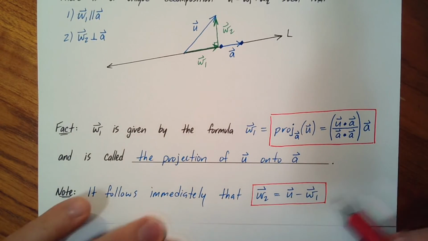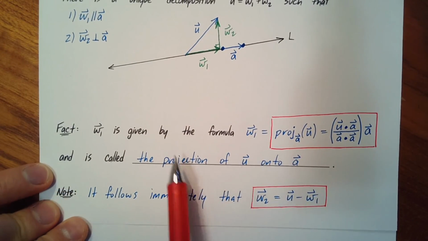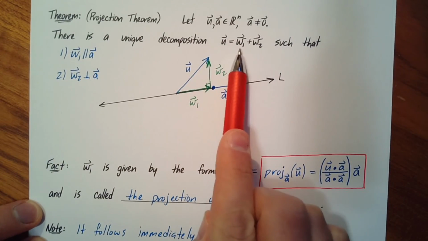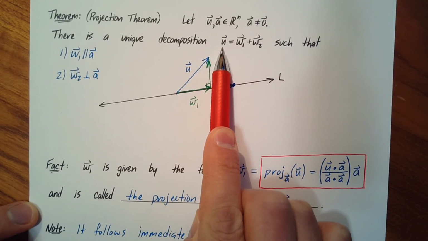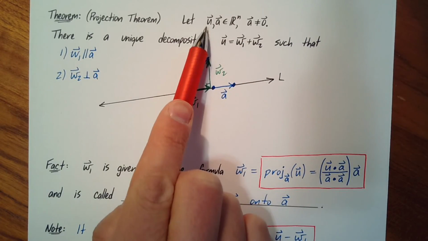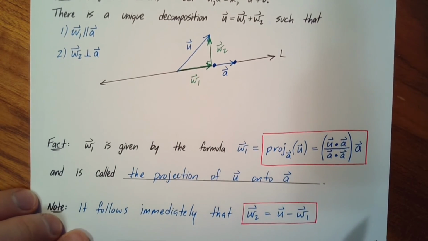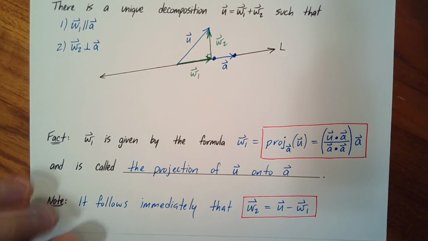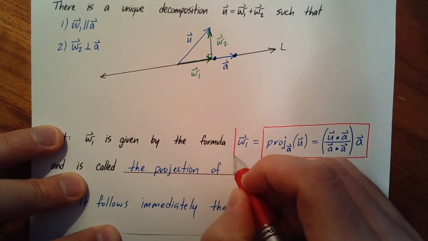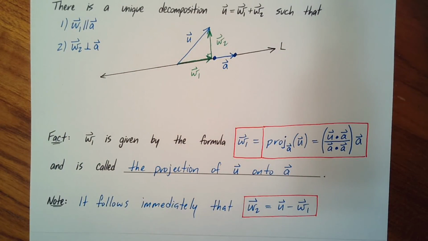So these two formulas just tell you how to get the decomposition of U that is guaranteed to exist by the projection theorem. Right? You're guaranteed to be able to find W1 and W2. That makes this picture work for any vectors U and A as long as A is non-zero. So these formulas will give it to you. And in fact, you know what? I probably could have just expanded this box to include the W1 as well. So I wish I would have done that, but I can just add it on there now.